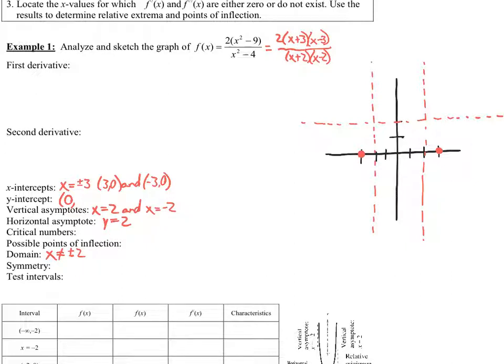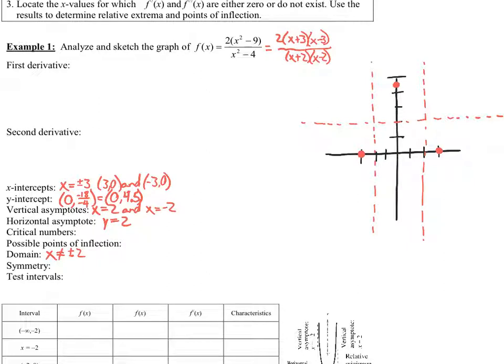Negative 18. Oh wait, I forgot to do the denominator. Over 2 times negative 2, so negative 4. So it'll be negative 18 over negative 4, which is 4.5, not negative 4. Sorry, 9. Good catch there, Chloe. It's 4.5 because you have a negative over negative. So here we have 1, 2, 3, 4, 5. It's going to be at 4.5.